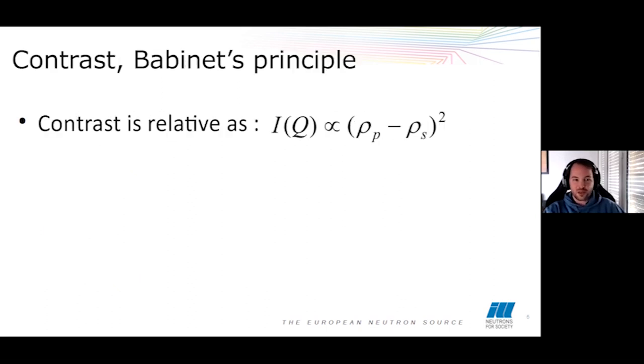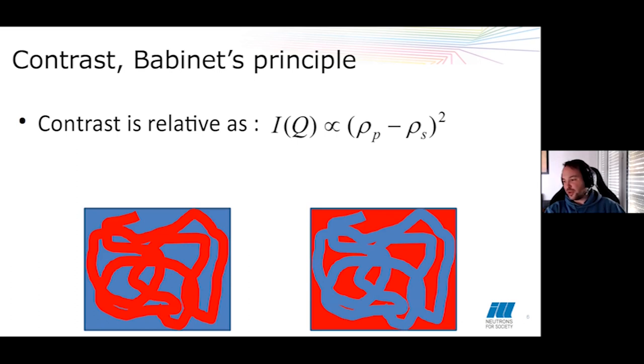So another important thing is the difference. We don't care which is the highest or lowest between the solvent and our particle, because the intensity is proportional to the square of the difference. Whether the little coil we see here is in red and the other in blue, or the inverse, we still see the same information of a coil in something.